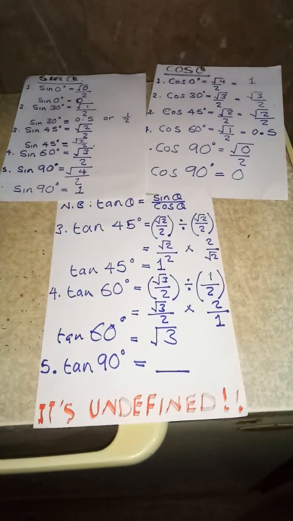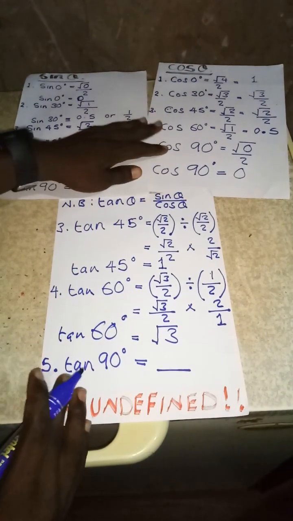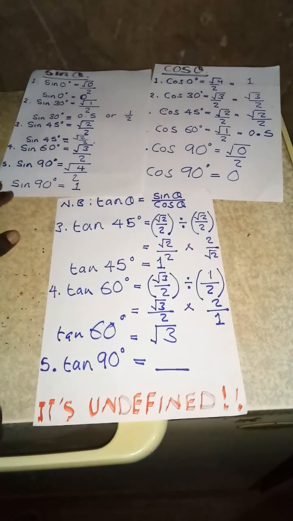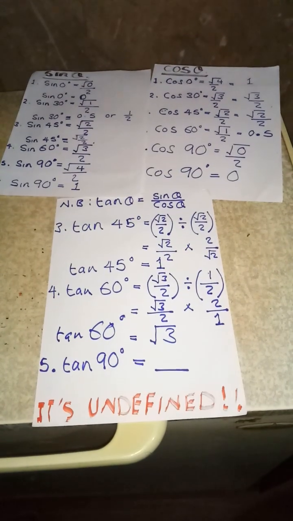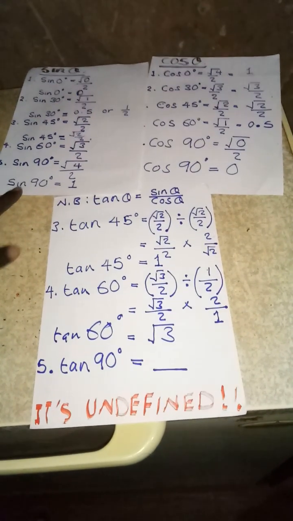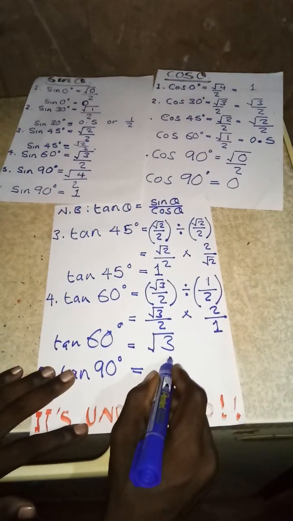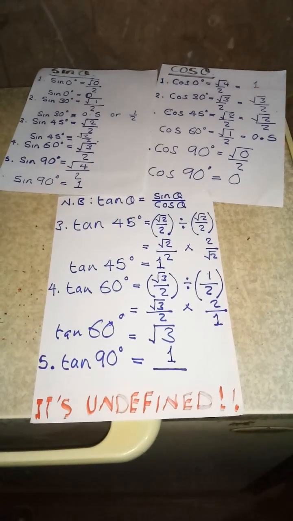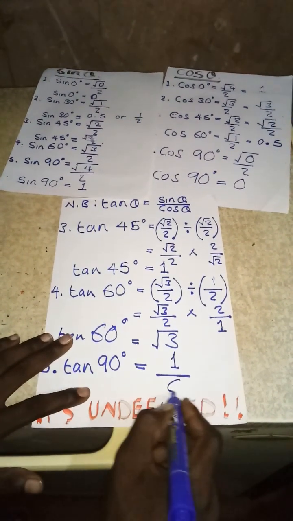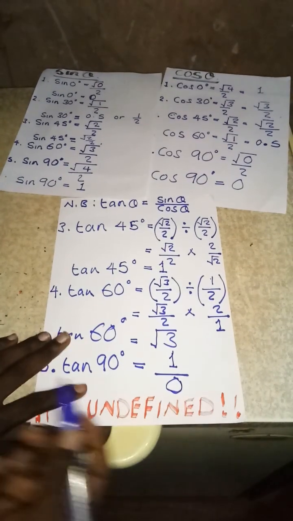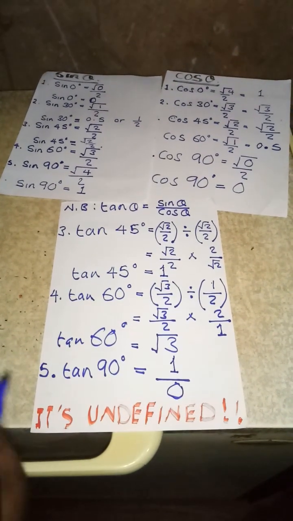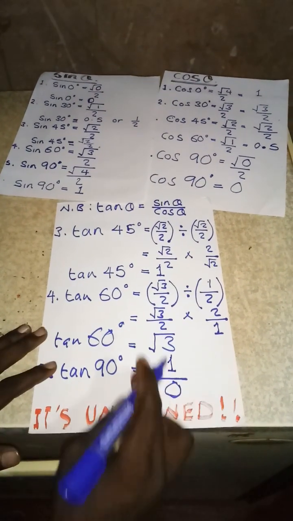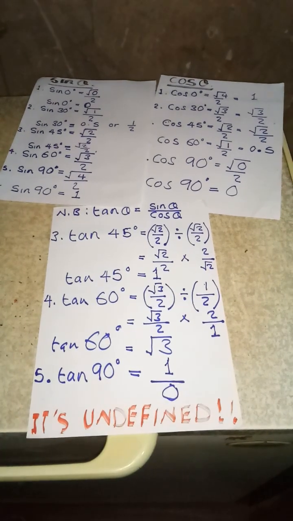Now, what is tan 90? What is tan 90? So what was my sine 90? My sine 90 was equal to what? 1, right? What was my cos 90? 0. So now, if you get your calculator, any number divided by 0, this is undefined.